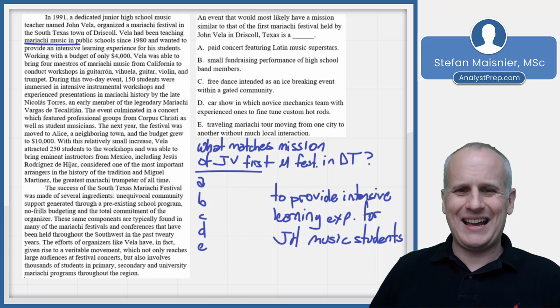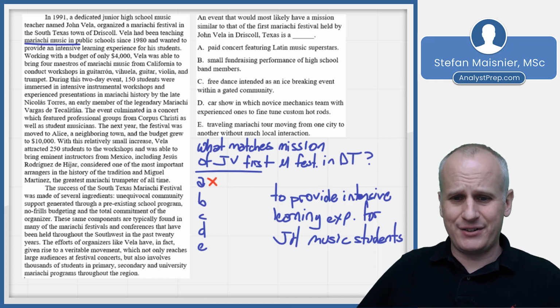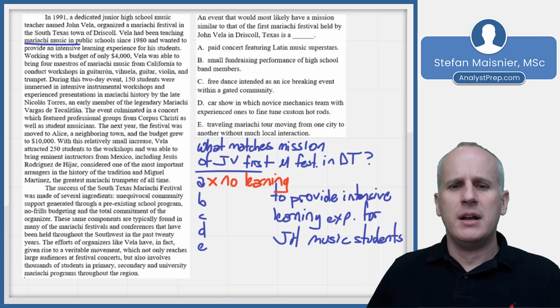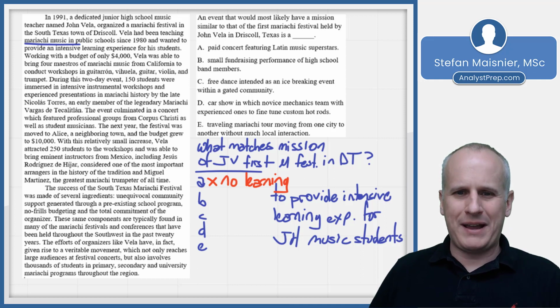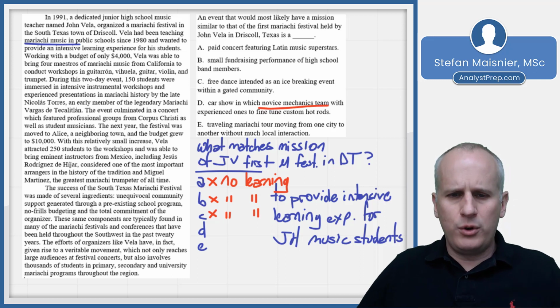So choice A, paid concert featuring Latin music superstars. Well, that sounds fun, but there's no learning, basically, because we know it has to be about the learning. B, a small fundraising performance of high school band members. Well, again, there's no learning here either. C, a free dance intended as an ice-breaking event within a gated community. Okay, where's the learning there? D, a car show in which novice mechanics team with experienced ones to fine-tune custom hot rods. Oh, well, novice mechanics would therefore be learning from the experienced ones.